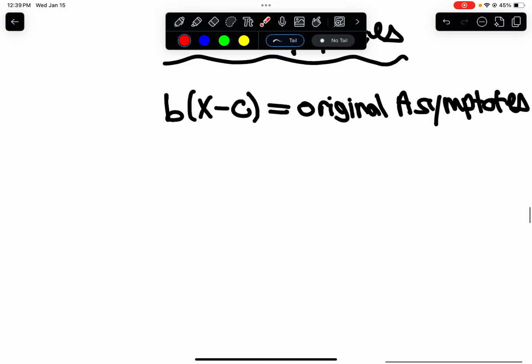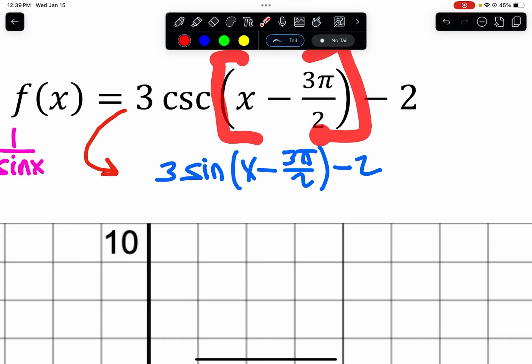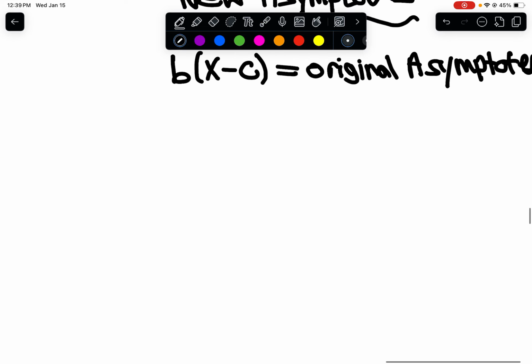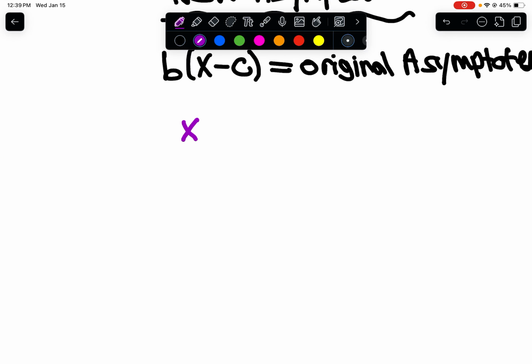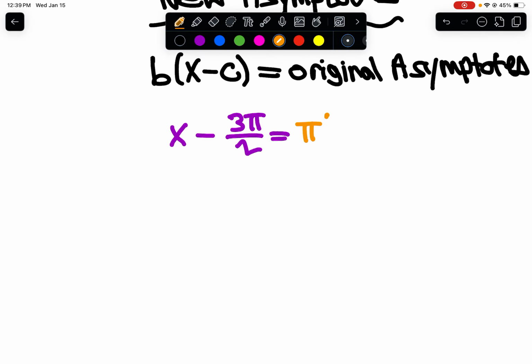So when I say the b parentheses x minus c or whatever, I mean you're looking at everything right here in the original function. So I'm going to set the x minus 3 pi over 2 equal to the original asymptotes of cosecant. You're going to have asymptotes of cosecant where sine equals 0, and sine is equal to 0 at the pi k's. So I'm going to set it equal to the pi k's. And then you're going to solve this equation for your x value.